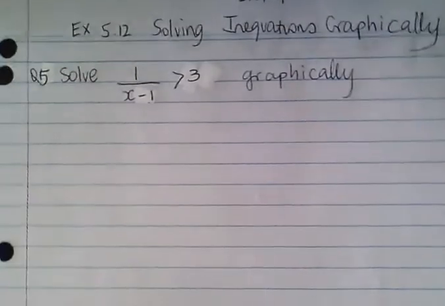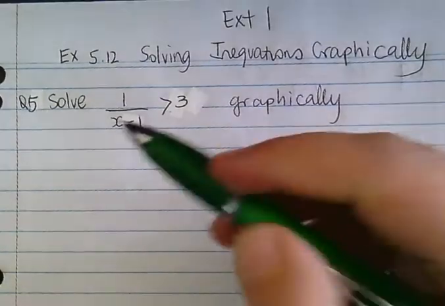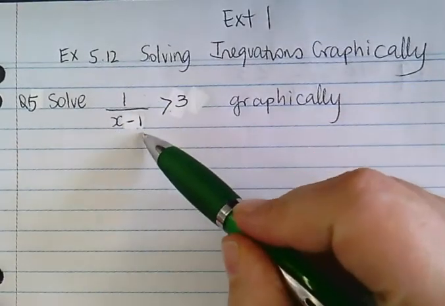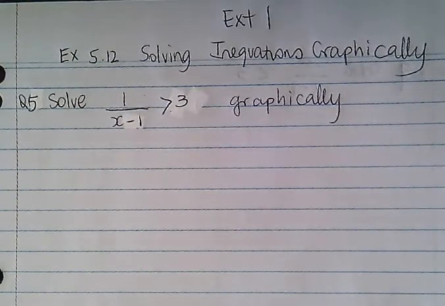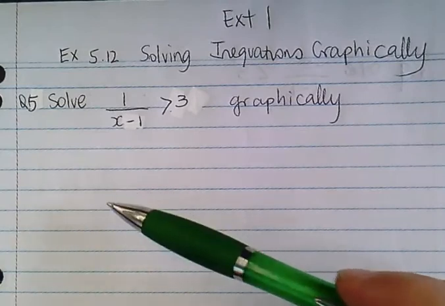Okay, exercise 512. This is extension 1, content. Solve 1 over x minus 1 is greater than 3 graphically. If I don't ask you to solve it graphically, you would do it algebraically. Do you remember how you do this algebraically?